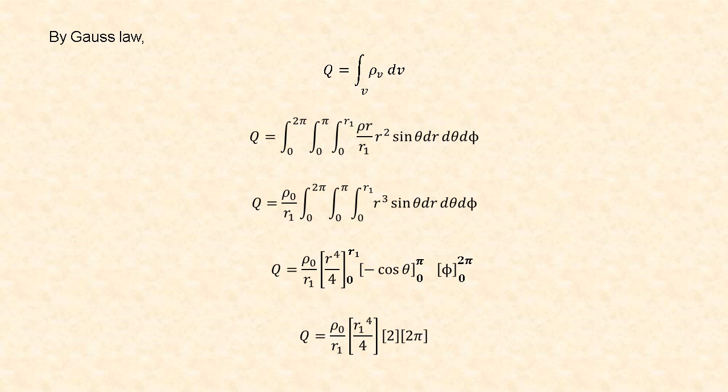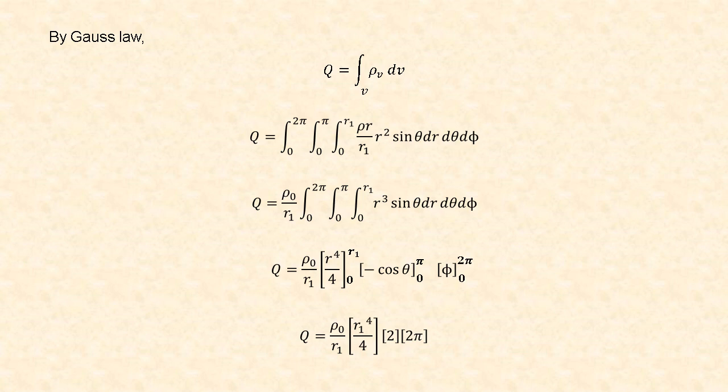According to Gauss law, we have the charge enclosed by the sphere is equal to the volume integral of rho v into dv. Rho v is the volume charge density. This can be expressed in terms of polar coordinates as q is equal to integral of 0 to 2 pi, integral of 0 to pi, integral of 0 to r1 of rho naught into r divided by r1, which is the volume charge density they have given, into r square into sin theta dr d theta d phi.